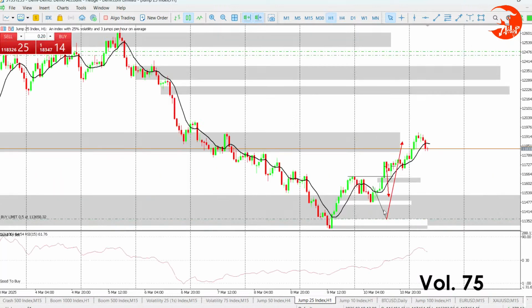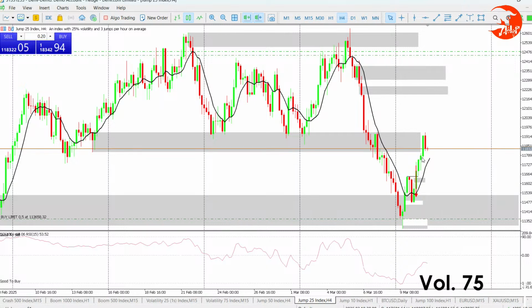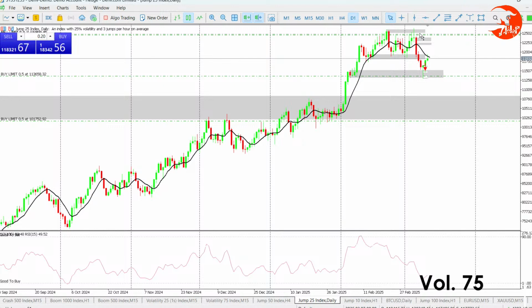First go to H1. So we were already here. This is yesterday. So we wanted a pullback to have an entry, but we didn't get any pullback. I wanted at least to enter from there. I didn't get any. So according to H4, now that we've reached that level again, which is according to daily, which is just to actually continue selling, now we can enter sales.